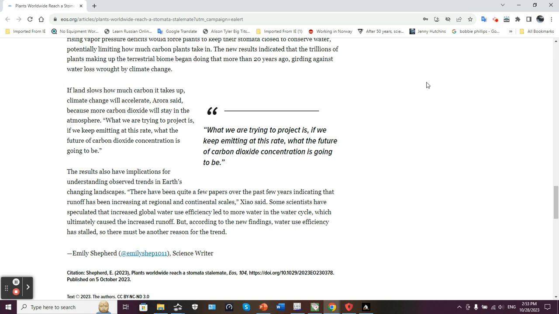There have been quite a few papers over the past few years indicating that runoff has been increasing at regional and continental scales. Some scientists have speculated that increased global water use efficiency led to more water in the water cycle, which ultimately caused the increased runoff. But according to the new findings, water use efficiency has stalled, so there has to be another reason for this development.